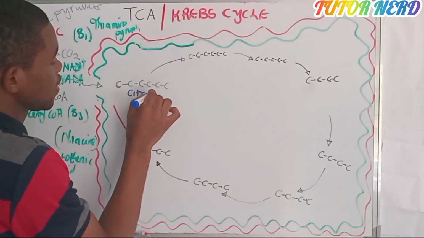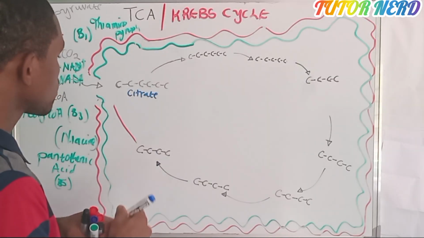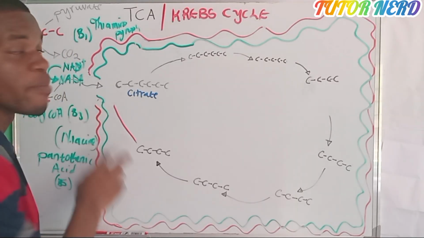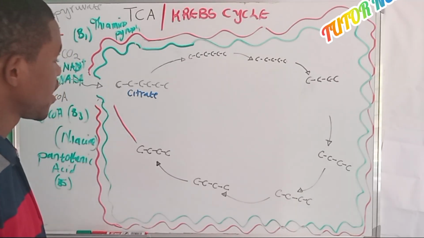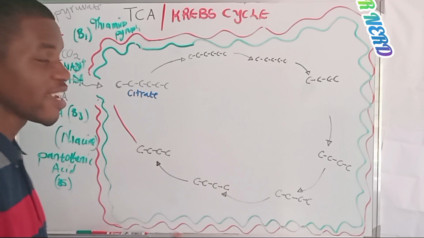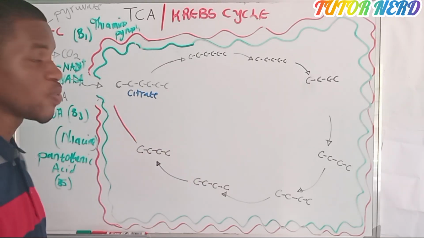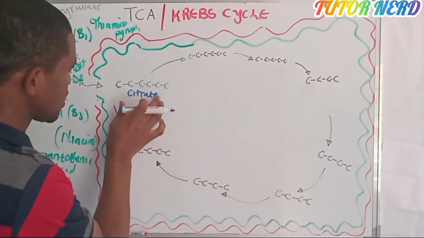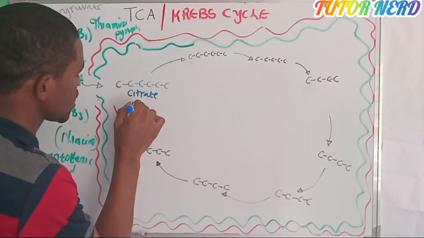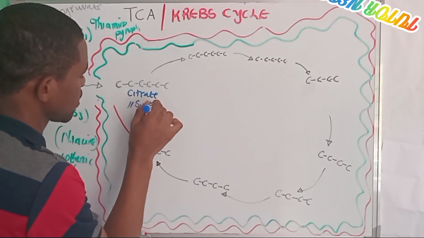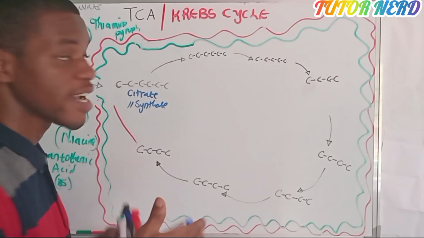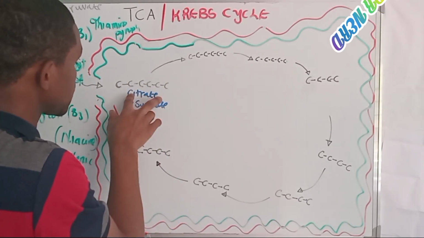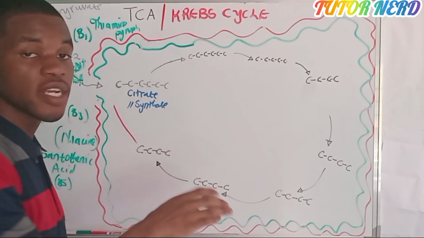That is citrate. Now this citrate was converted from acetyl CoA by the help of which enzyme? We are just making citrate. So the enzyme, we're going to call it citrate synthase. The same name, citrate, but you just put synthase. That is basically the enzyme that helped us to produce citrate here. And we know that citrate is a 6 carbon molecule.